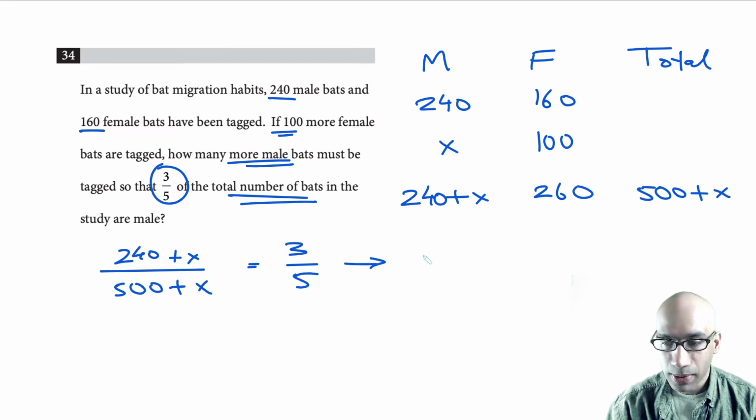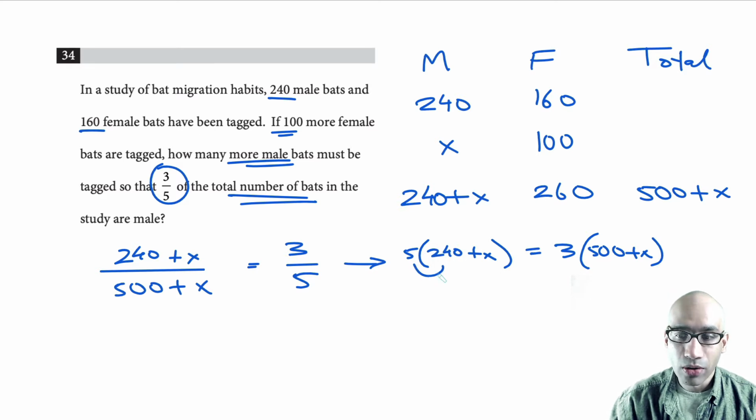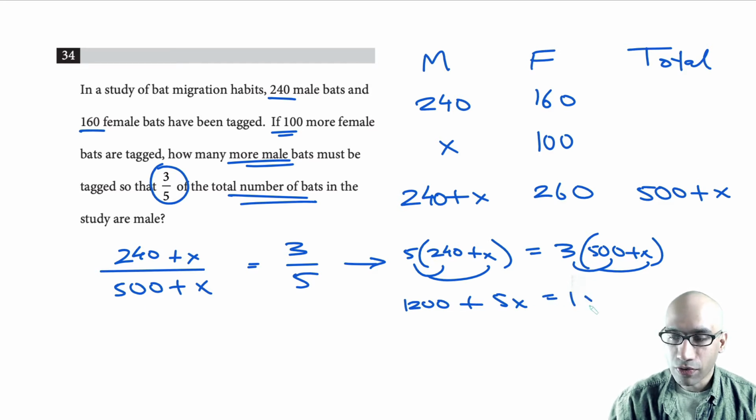Okay, so just cross multiply, you get 5 times (240 plus X) is equal to 3 times (500 plus X). Okay, now we're just going to distribute this inside like this. So you get 5 times 240, right? 5 times 240 is 1200, and then 5 times X is 5X, right? And over here 3 times 500, 3 times 500 is 1500 plus 3X.